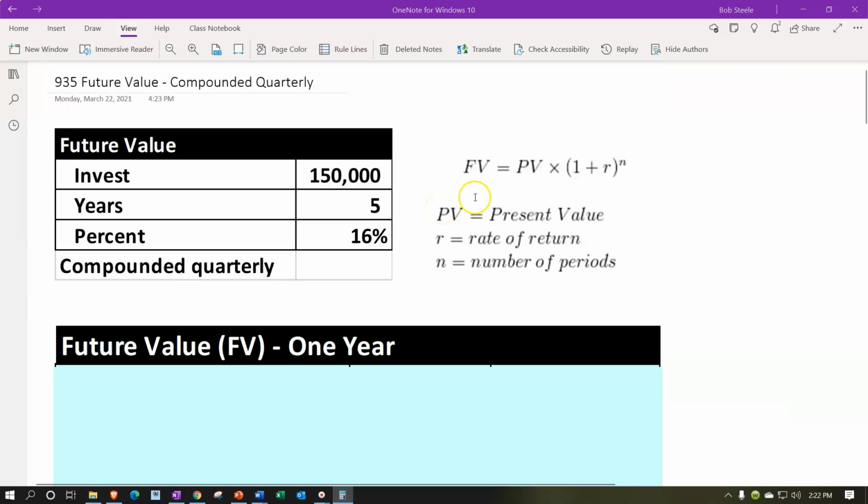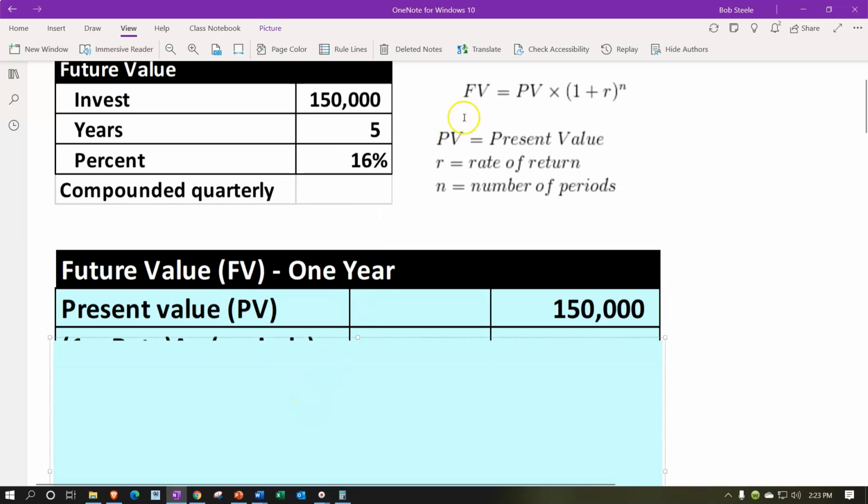Starting with our formula, the formula is going to be the future value equals the present value times 1 plus r to the n. So we're looking for the future value of the 150 investment, 5 years at the 16%. And we'll start that down here, but we've got to recognize, of course, that it's going to be compounded quarterly. That's going to be the tricky scenario. So we're going to break this down into our format in terms of a table, and we're going to be having the PV times this whole thing in the outer column. Then we'll break out the 1 plus r to the n in the inner columns.